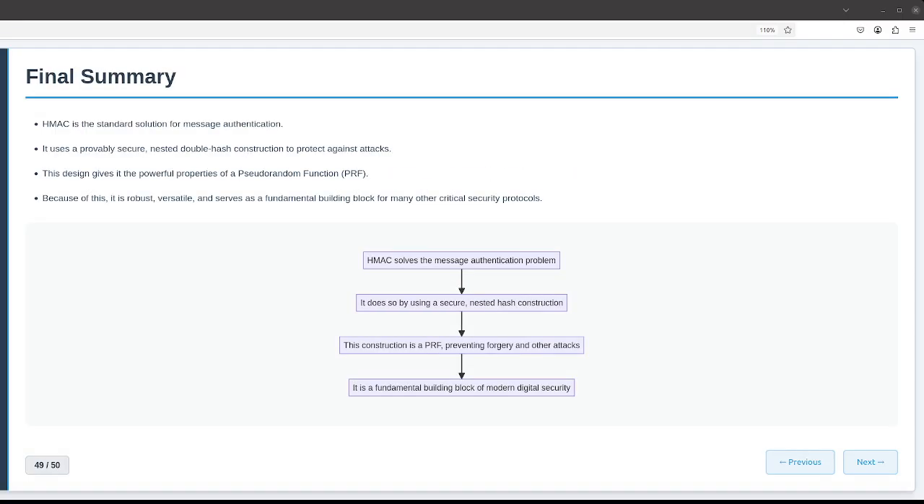Final summary. In this presentation, we have seen that HMAC is the definitive solution to the message authentication problem. It was designed specifically to overcome the security flaws in simpler hash-based constructions. It achieves its security through a proven, nested double hash design that has been shown to be a secure pseudorandom function. This makes it robust, versatile, and the ideal foundation for other cryptographic primitives like HKDF. It is, without a doubt, a fundamental building block of modern digital security.